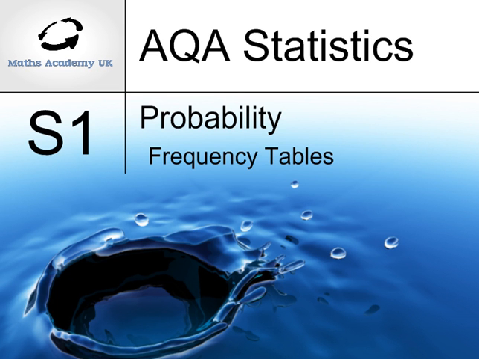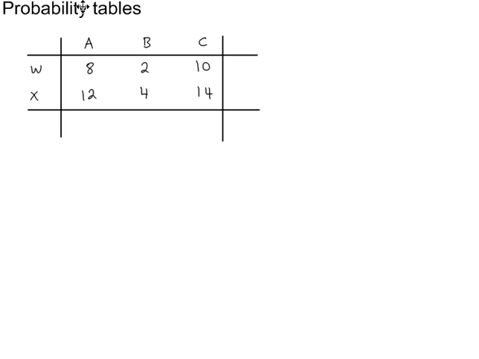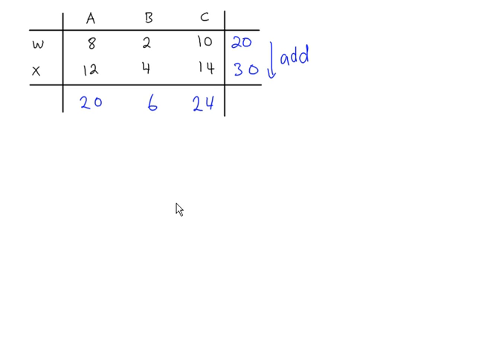Frequency tables and probability. This is a frequency table. You have the events A, B and C, W and X. Work out row totals and column totals, and then work out a table total.